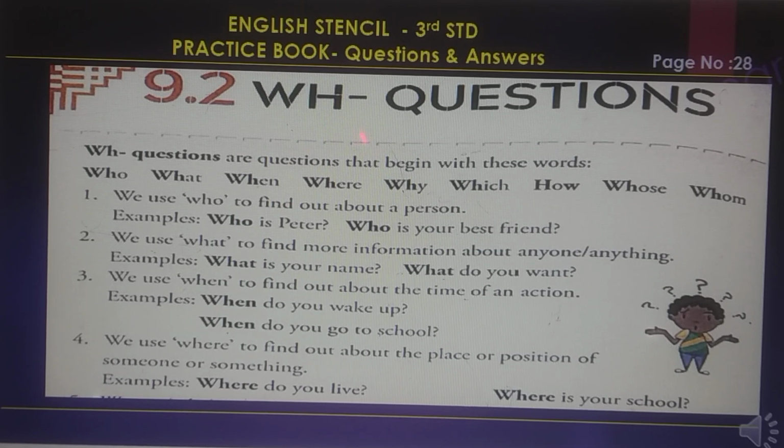Fourth one, we use where to find out about the place or position of someone or something. Example: where do you live? Where is your school? Fifth one, we use why to know the reasons for something.